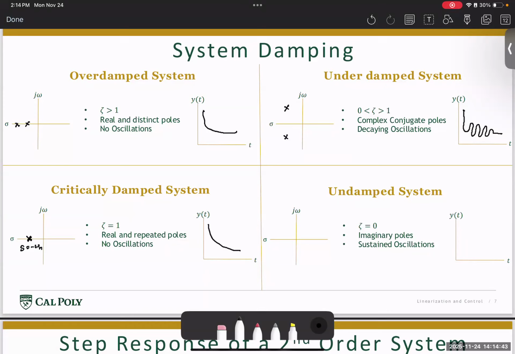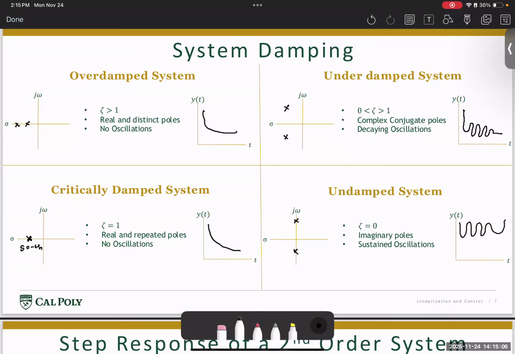And then the last state is if zeta is equal to 0. If zeta is equal to 0, then the poles become completely imaginary. The poles are no longer real, which means to say the poles sit on the j omega axis. And then the final state of the system ends up being a sustained oscillation as shown here, or the system never actually settles to the final state.